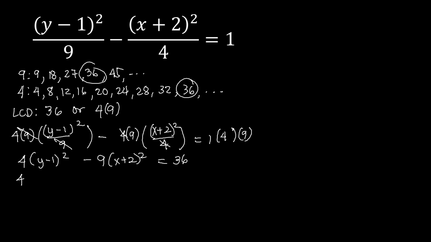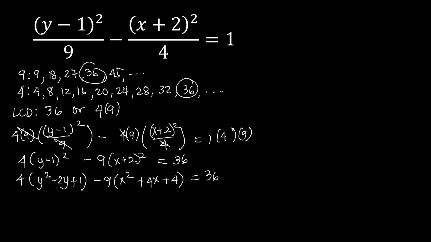So copy 4. We expand (y minus 1) squared. So squaring y, this is now y squared. Y times negative 1, that is negative y, times 2, that is negative 2y. And then we square negative 1, so that is now plus 1. Then we have minus 9, so we expand (x plus 2) squared. X squared, that will be x squared. X times 2, that's 2x, times 2, that will be 4x. And then we have 2 squared, that is 4. And that will be equal to 36.